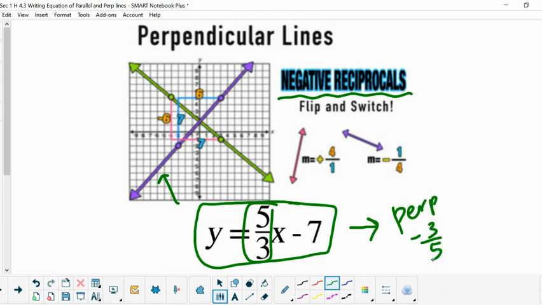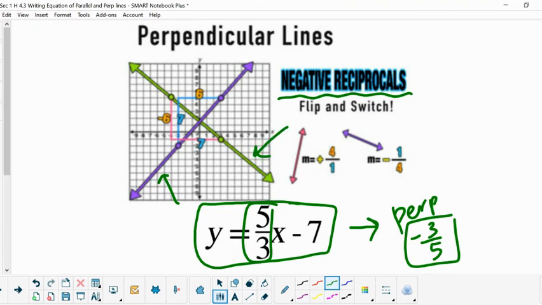So you have to pay attention today. If your lines are parallel, you're going to use the exact same slope. If your lines are perpendicular, you have to change its sign and flip it over, and that would be the slope you would use to write the equation of the other line, parallel, perpendicular.